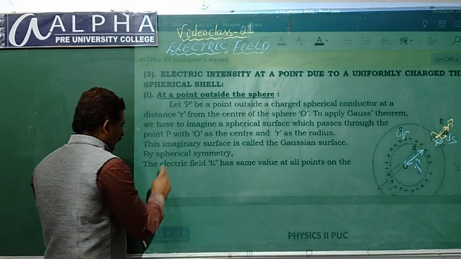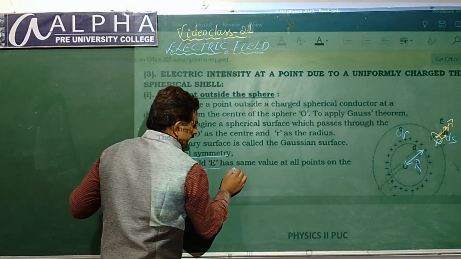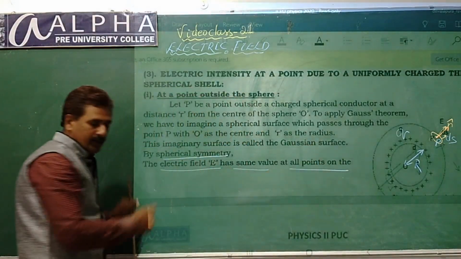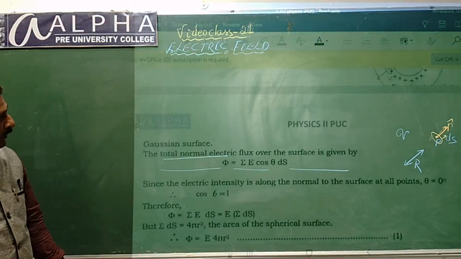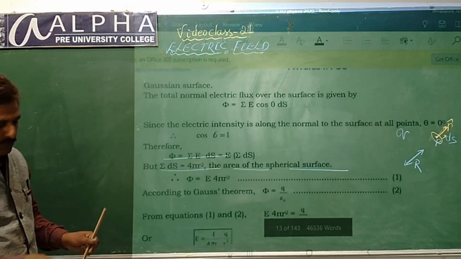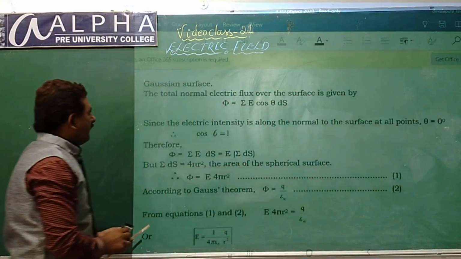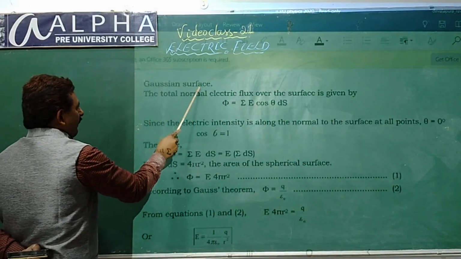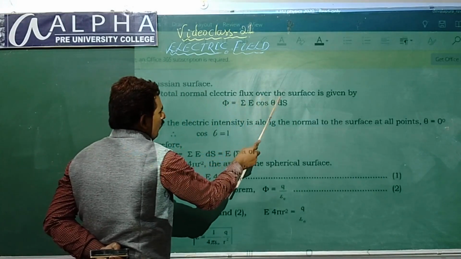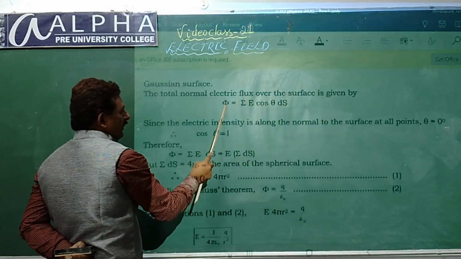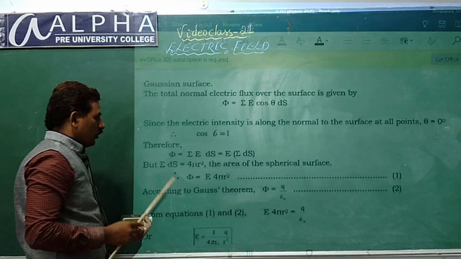By spherical symmetry, this is very, very important. By spherical symmetry, the electric field E has the same value at all points. Very important. You must mention this word. It has weightage. Very, very important word. Then you will go to the next page, students. I will remove this part now. Okay, now on the next page, by the Gaussian surface, the total normal electric flux over the surface is given by phi equals E cos theta ds. This is what you wrote.